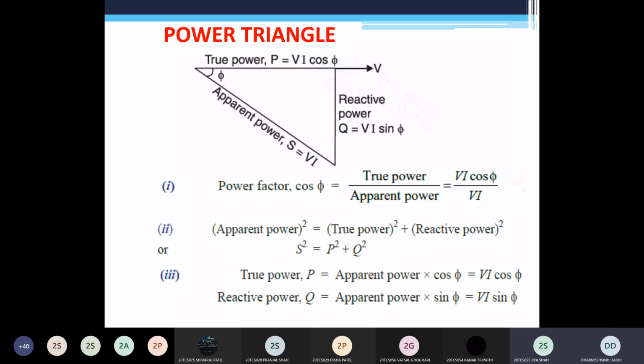Sir, when power factor is greater, it means true power is greater than apparent power, then we can say that it is good. True power greater than apparent power is never possible, because apparent power is what? Summation of true power and reactive power. So your apparent power is always greater than true power, or equal to true power, but your true power is never greater than apparent power. This is not possible. Clear?